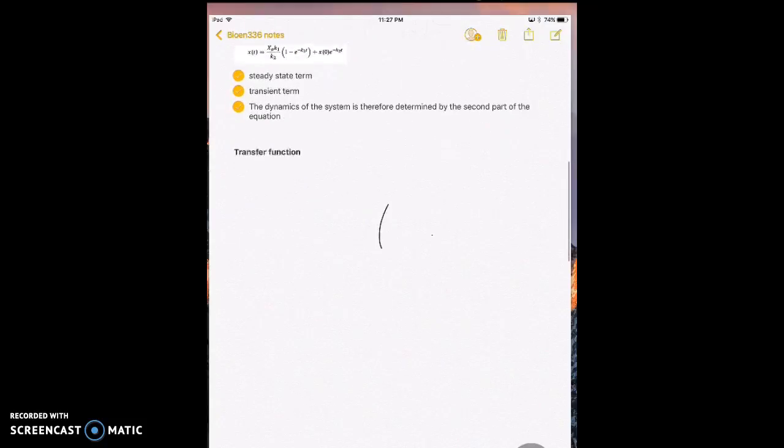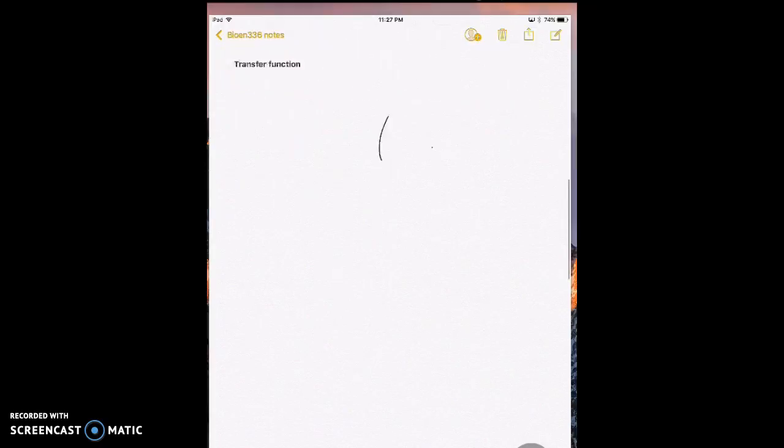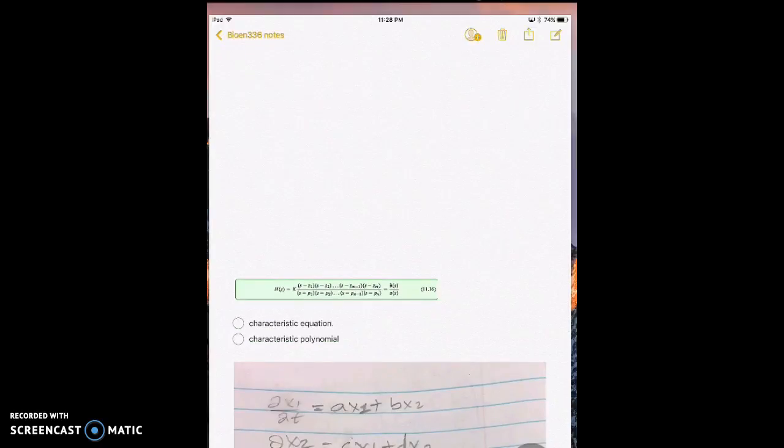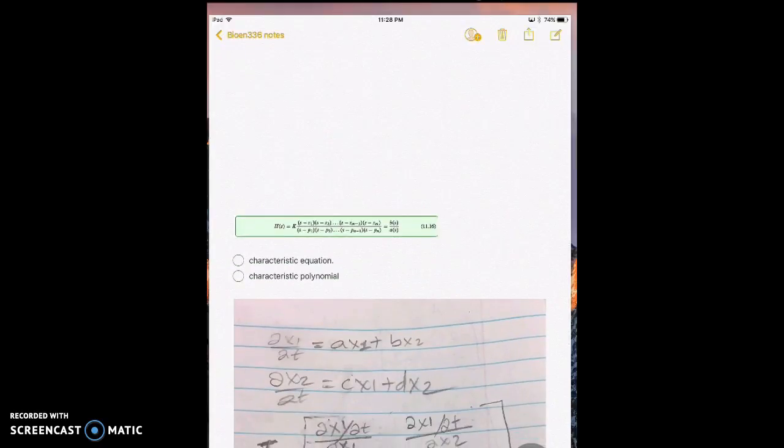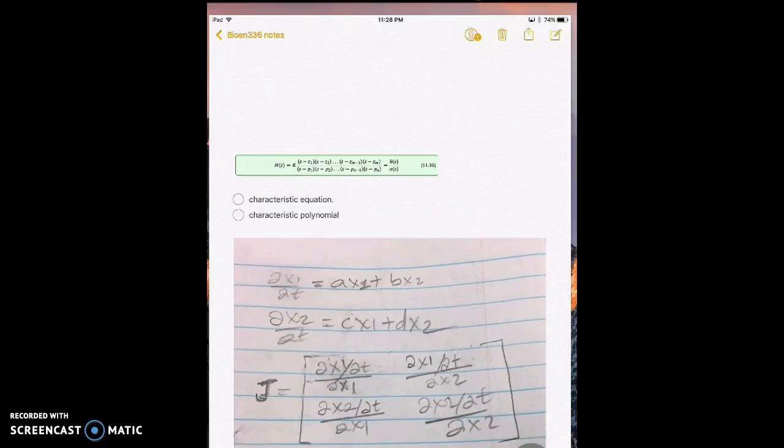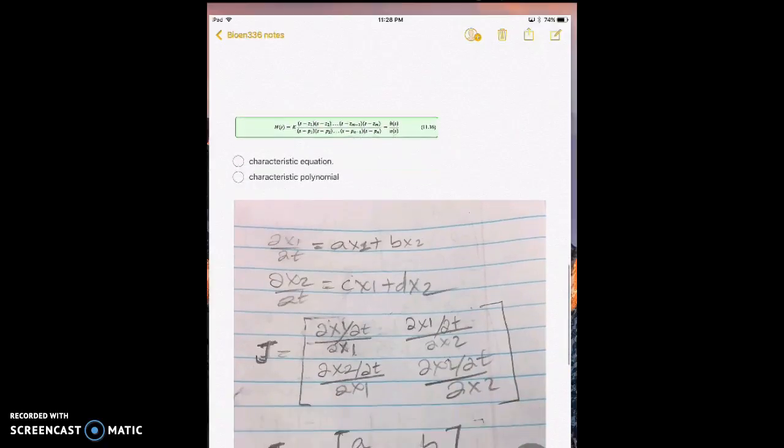Another way of determining the stability of a system is using the transfer function. The denominator of the transfer function, set to 0, gives the characteristic equation, and we can get the characteristic polynomial, and from that polynomial we can solve for the poles, and the poles are the eigenvalues, and if the eigenvalues are negative, then the system is stable.